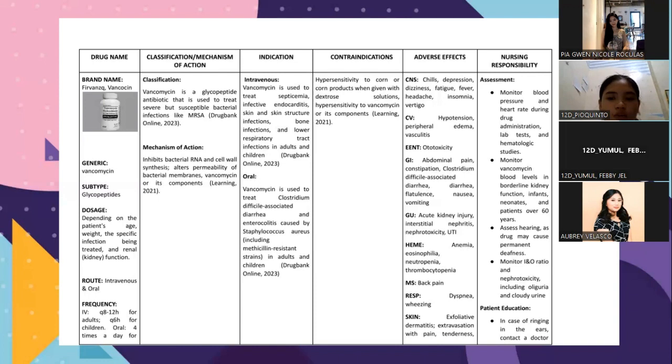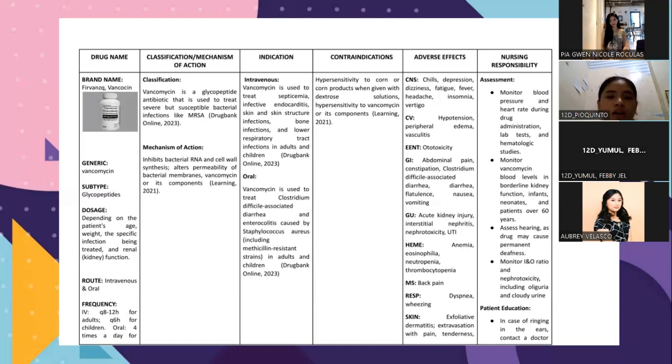So the frequency for adults, the recommended intravenous vancomycin administration is typically every 8 to 12 hours. For children, it may be administered every 6 hours. The frequency of IV administration depends on the severity of the infection and the patient's individual circumstances. So in oral, when vancomycin is given orally, it is usually administered 4 times a day for 10 to 14 days in adults. In some cases, it may be divided into 3 to 4 doses daily for 7 to 10 days. The duration and the frequency of oral dosing also depend on the specific infection and patient factors.